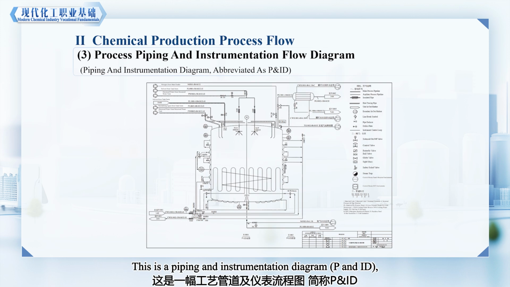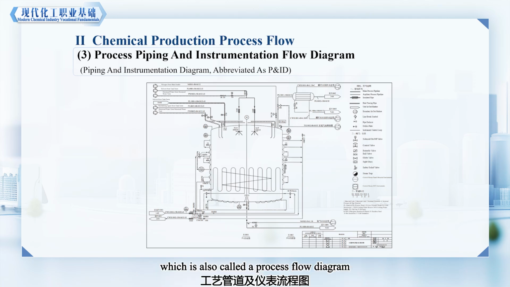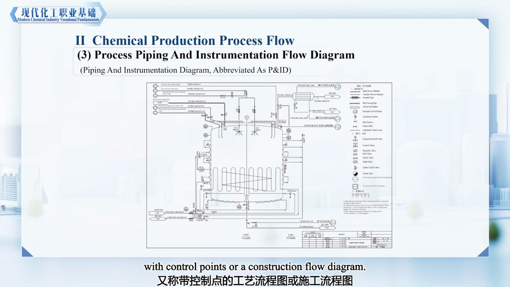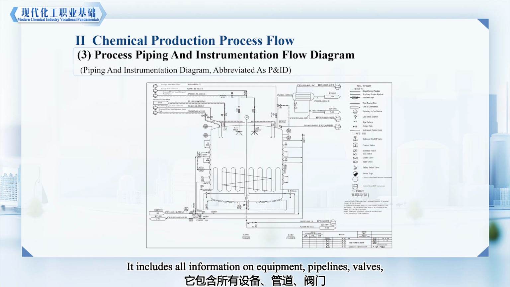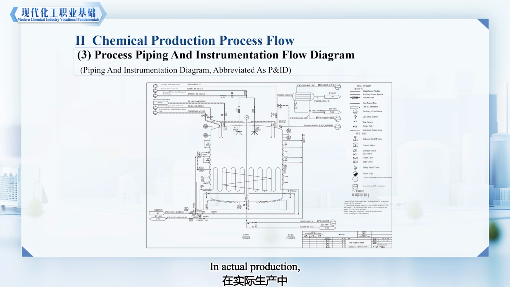This is a piping and instrumentation diagram, P&ID, which is also called a process flow diagram with control points or a construction flow diagram. It includes all information on equipment, pipeline valves, and various instrument control points. In actual production, operators use this information to monitor and control the production process, ensuring safe and stable operation.